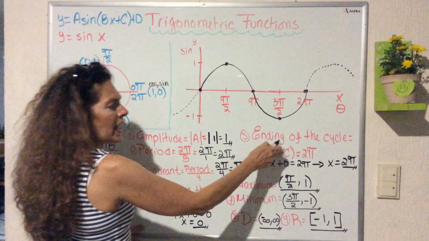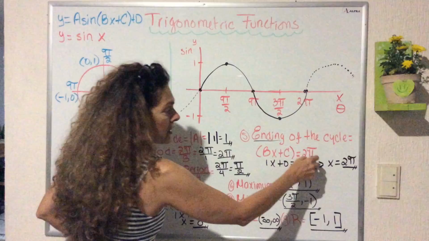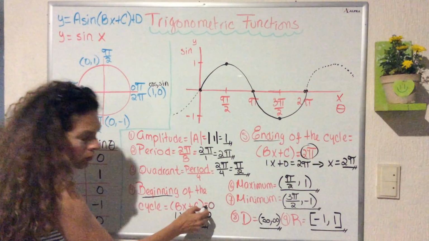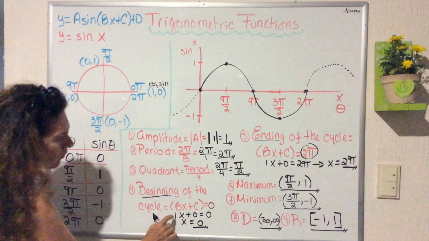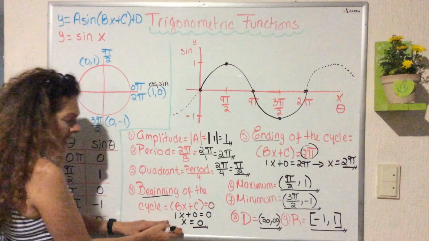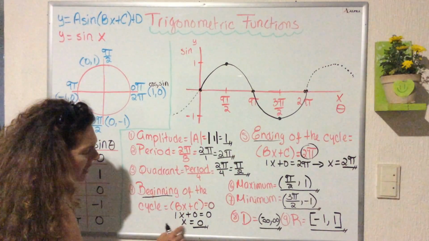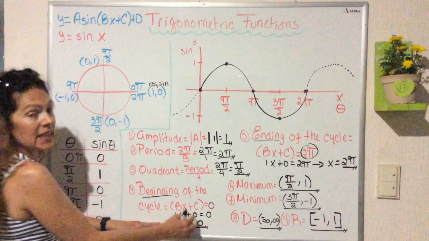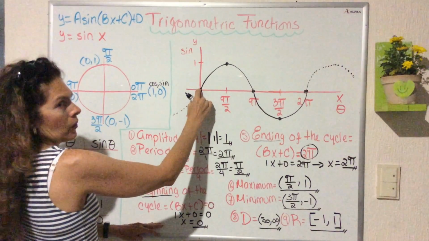When we talk about the ending of the cycle, we equalize to 2 pi. But this is going to be always 2 pi, and this one is going to be always 0, okay? Pay attention to this part. Good. Now, 1x plus 0 equals 0. We have to solve for x here and also in the ending of the cycle. In this one, we get x equals 0. So now we know that we're going to start plotting the graph at x equals 0. I mean in the x-axis here, okay?